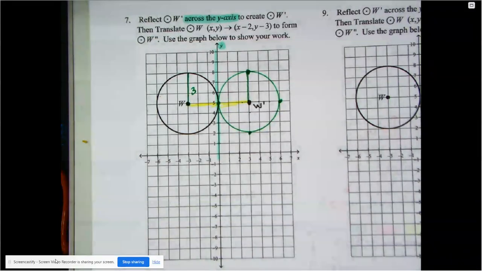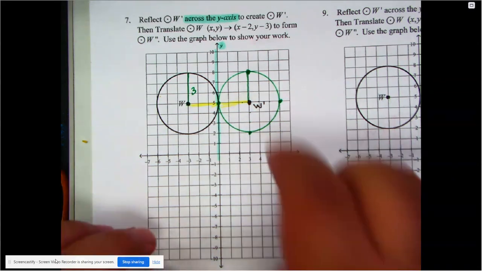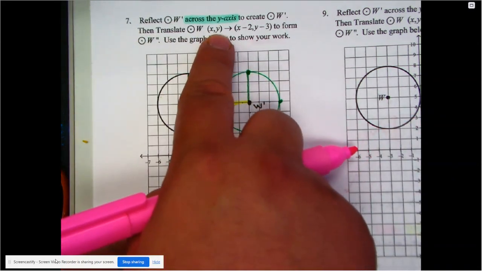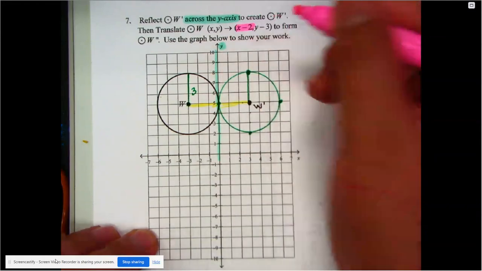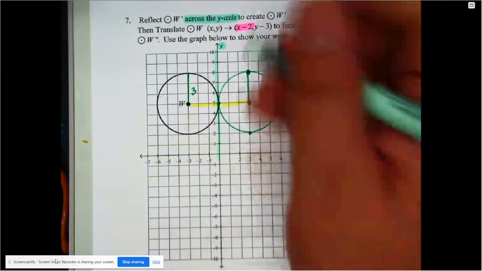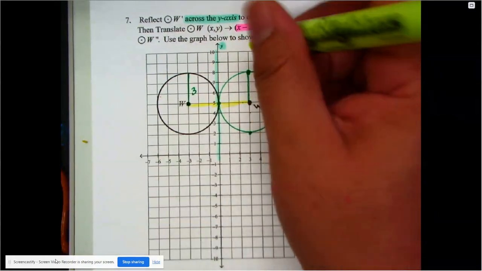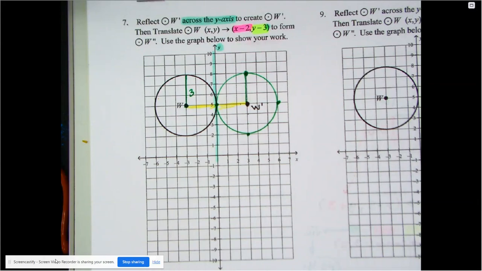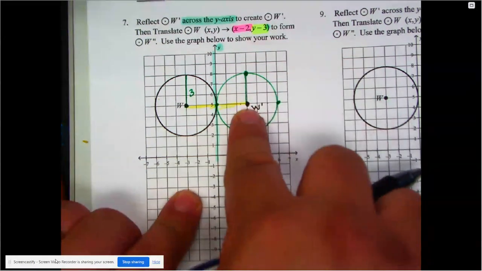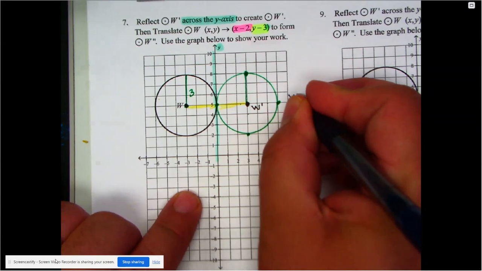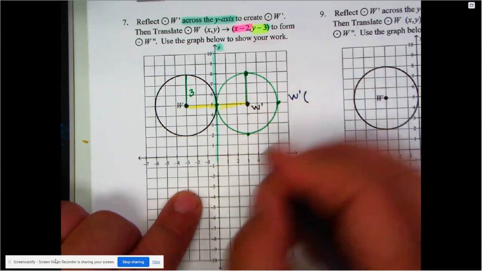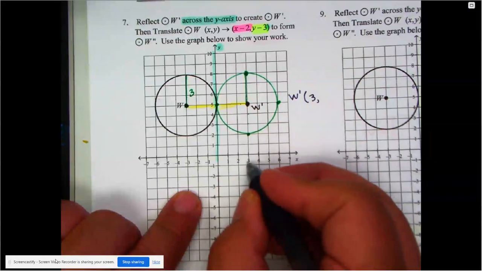Now they are asking me to do one more thing. So there's my first answer. And yes, this is what you're going to do on your test at some point. So there's my W prime, x minus 2, y minus 3. Now they want me to translate it, x minus 2, and then they said y minus 3. Okay, so they want me to do y minus 3. Keep in mind, look at where you're at right now. The center for W prime is the point 3, comma 5.